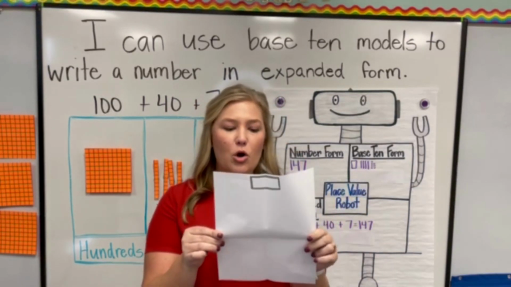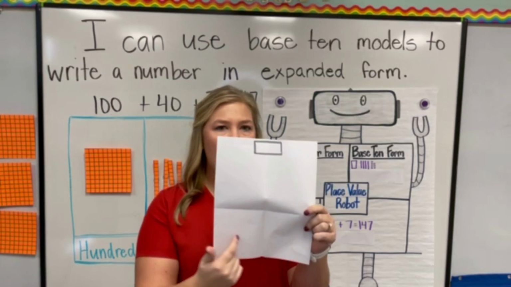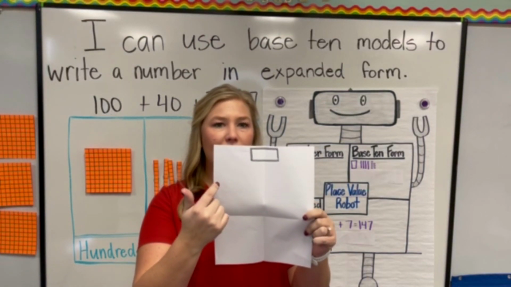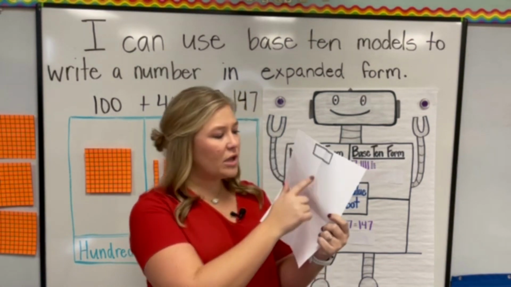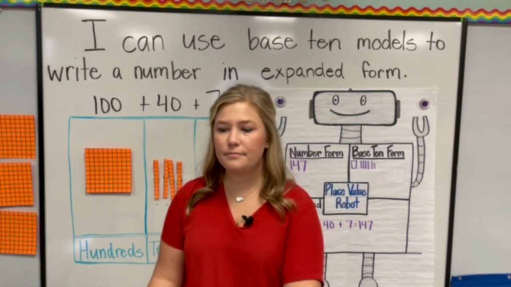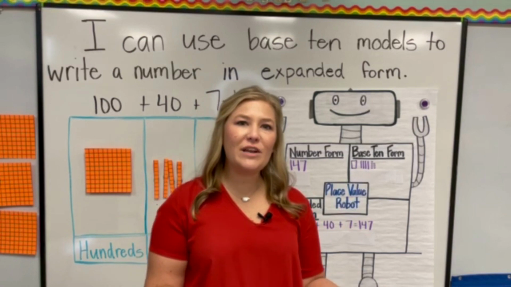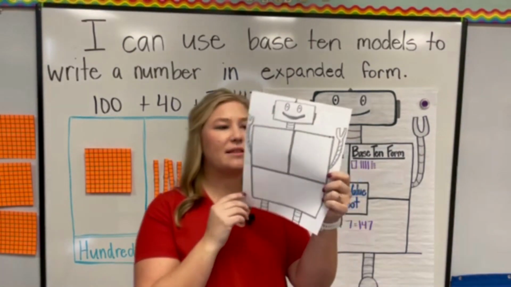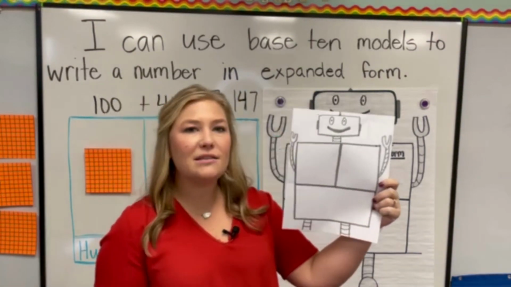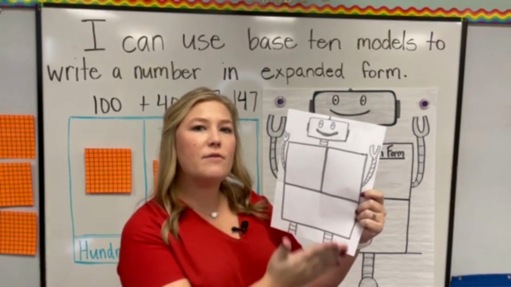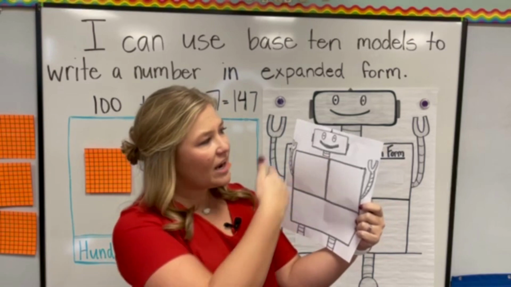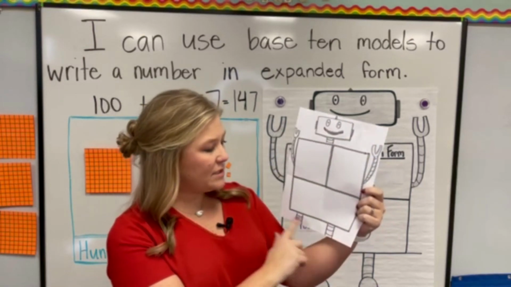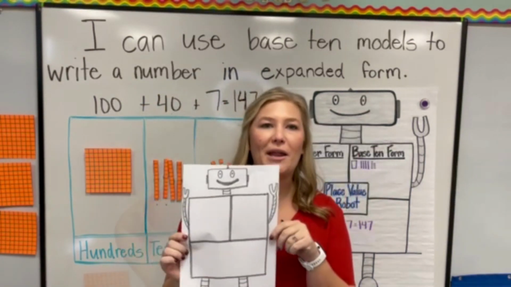And that way, when we open it back up, we can draw our place value robot's body, and then we can draw our lines. When you are finished, your work should look something like this. I have 3 spots, one for the number form, one for base 10 form, and one for expanded form. And then I decorated it. I added some arms, some legs, a funny little robot head.